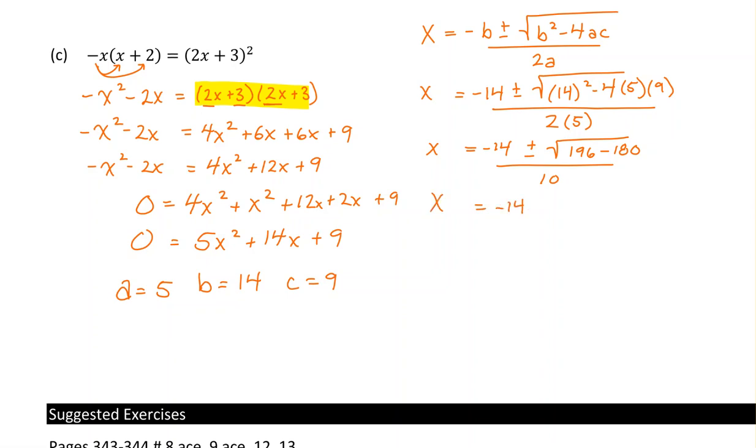So I could simplify this a bit further. I'm going to go negative 14, and then I'm just going to simplify under my radical. 196 minus 180 gives me 16, and we still have the 10 there. When we branch off, we still have our x1, we still have our x2. This is negative 14 plus, this would be negative 14 minus.